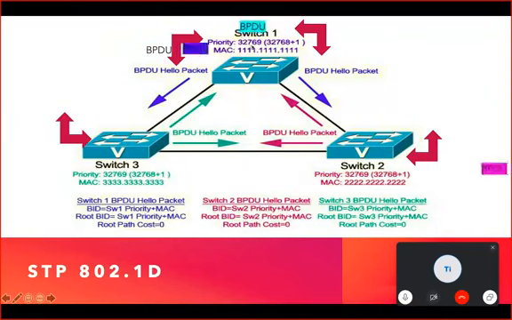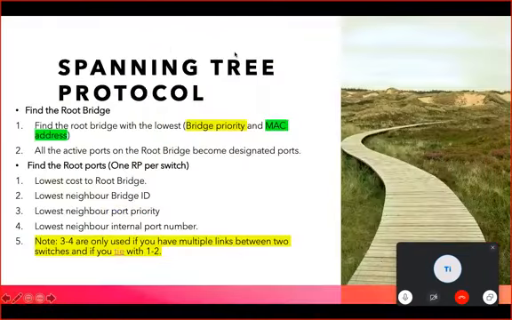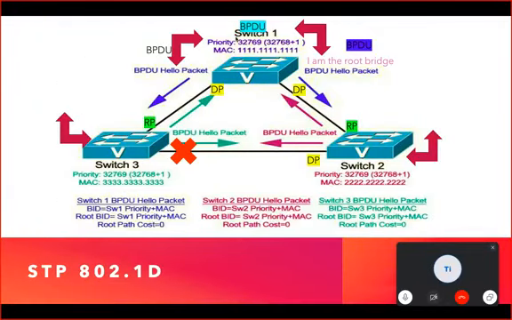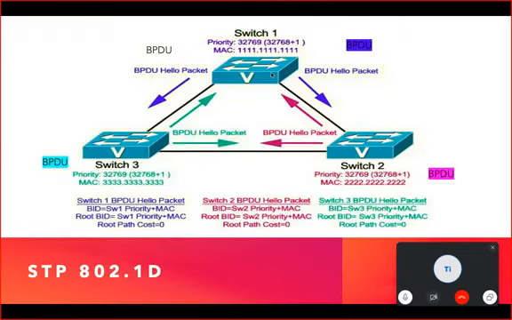Now you can see the switch one MAC address is the lowest. Switch one is 1111, switch two MAC address is 2222, switch three MAC address is 3333, like that. So if you compare these MAC addresses, you will find out that the switch one MAC address is the lowest one, correct? So that is the reason switch one will become the root bridge. You got my point? So this is a kind of an election process. Yes, exactly. This is an election process.